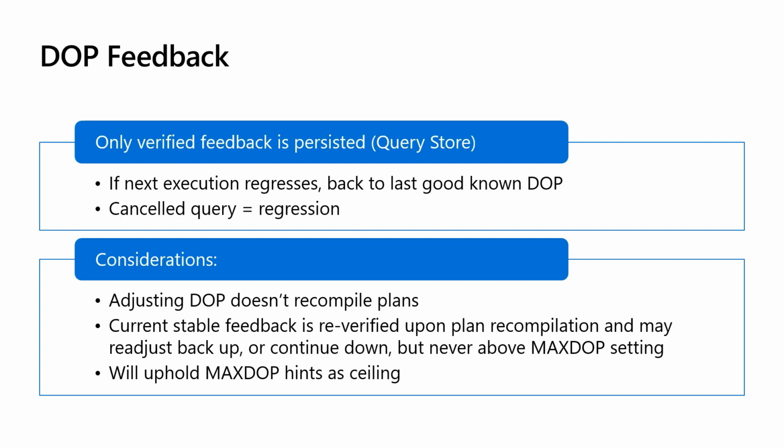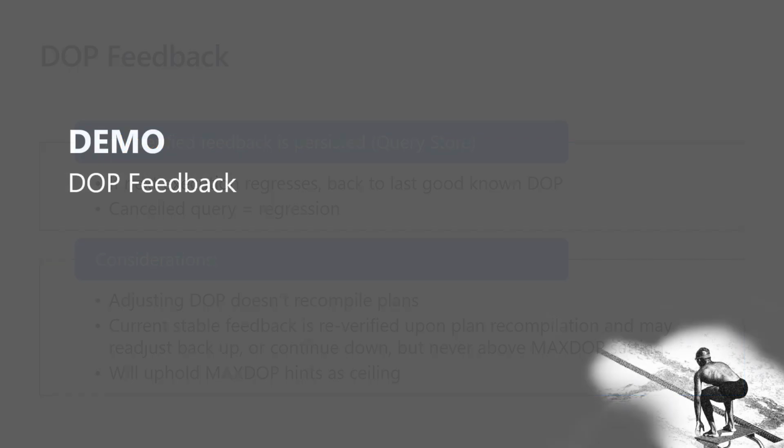We don't recompile any plans. We always revalidate as we adjust up and down, and we never go above any max DOP that you have configured for your server or your query. We only reduce the degree of parallelism and do not go up.